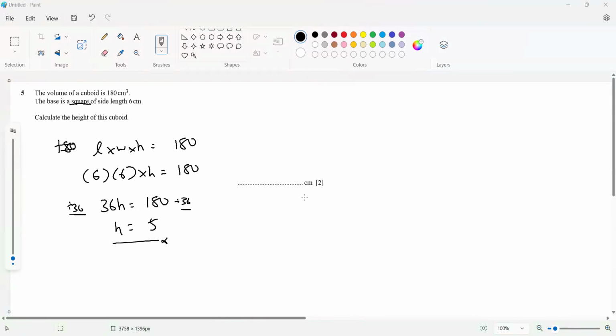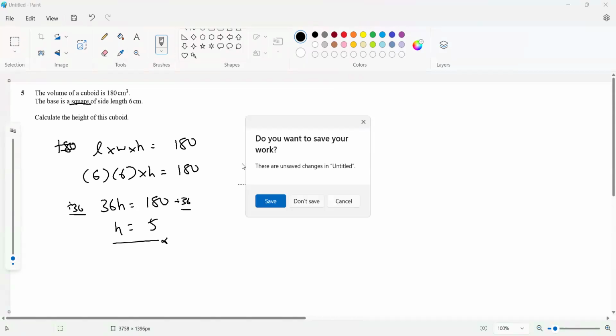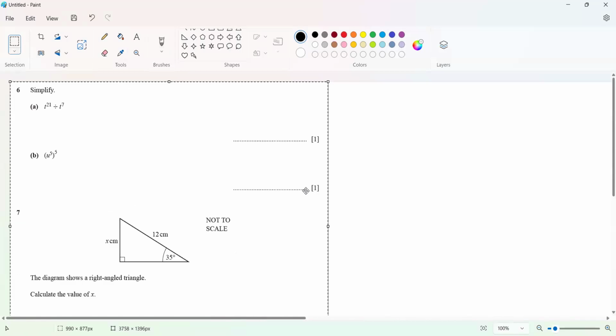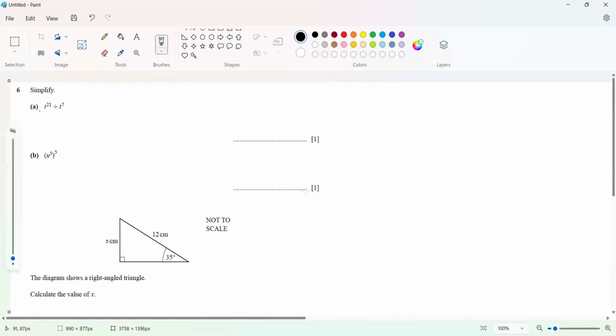So moving on to our question number 6 and 7. For question number 6, simplify t power 21 divided by t power 7. They have the same base. If we are dividing and they have the same base, we just work with the indices. So it would just be t to the power of 21 minus 7. So immediately we'll have t power 14.